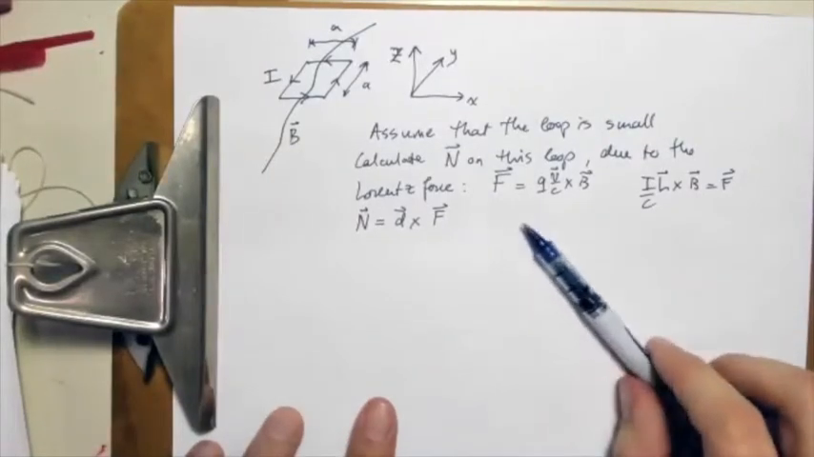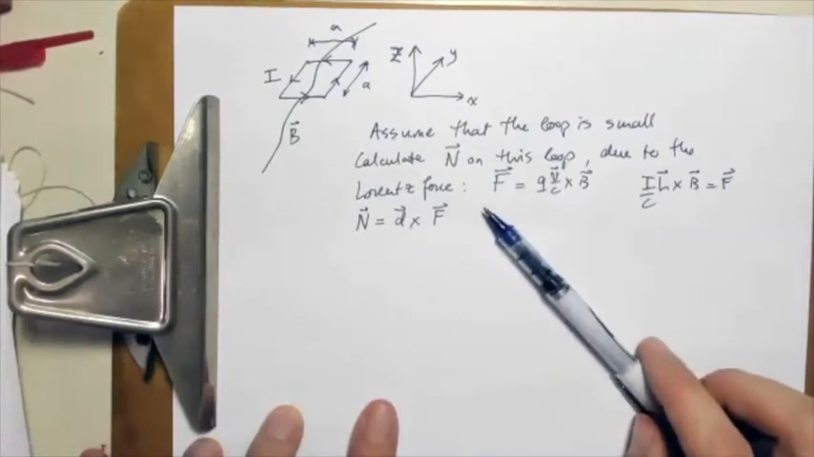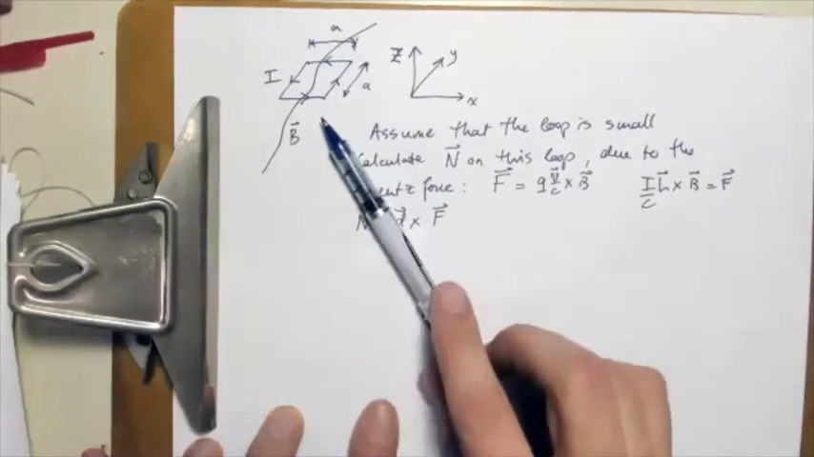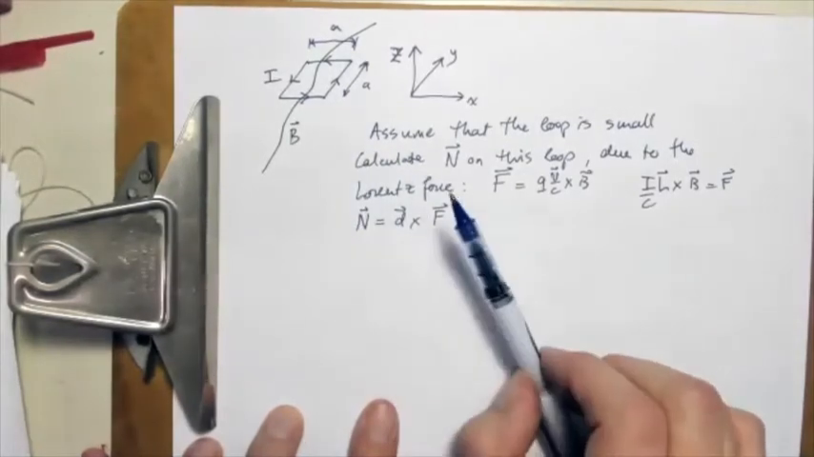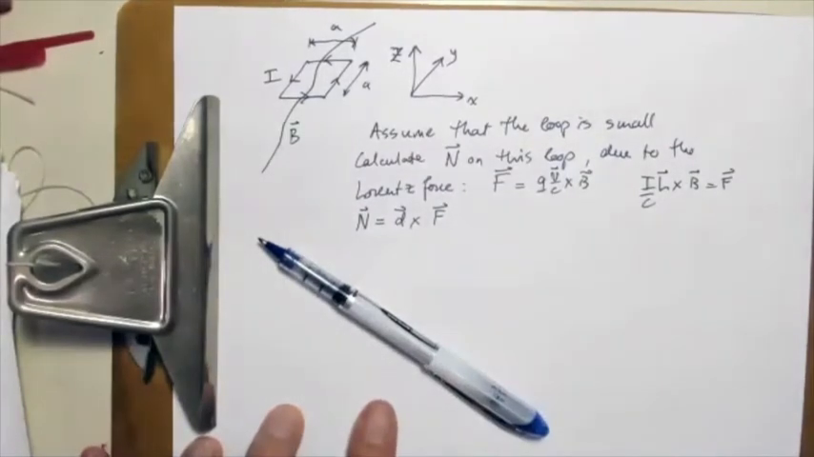Okay, for posterity, because I forgot to hit pause. So this current carrying loop, place it in a magnetic field. We're going to assume that the loop is small. And now we want to calculate the torque on this loop due to the Lorentz force that's acting on this tiny square loop.